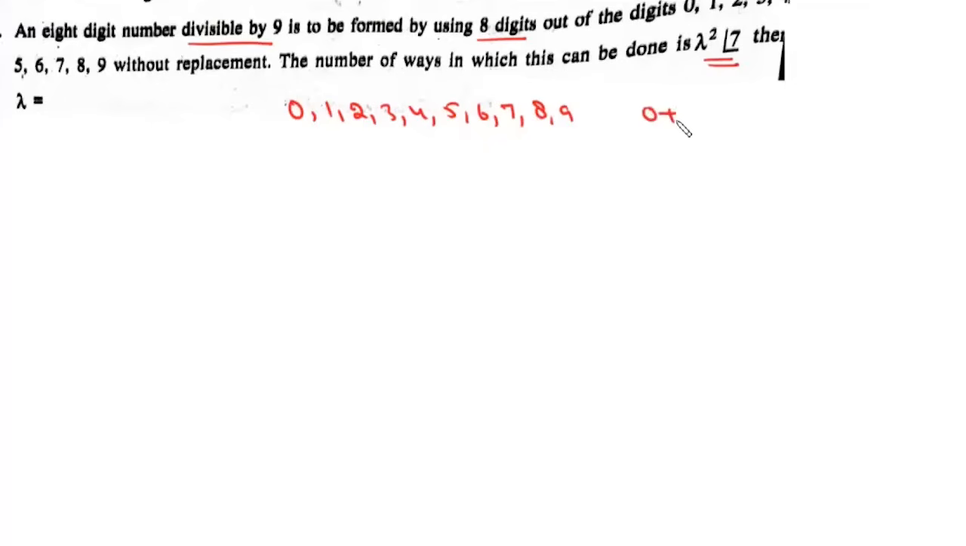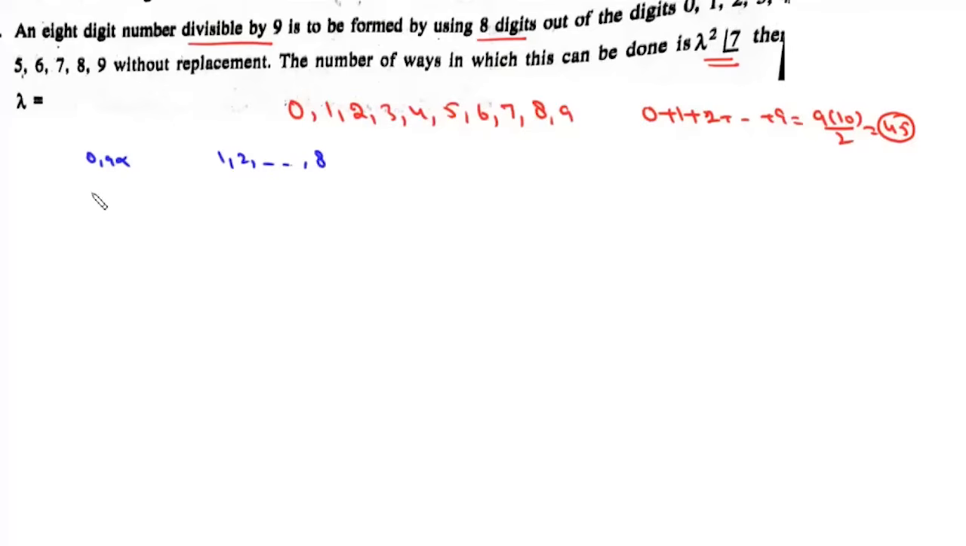Now if we look at the sum of all these digits, it will be n into n plus 1 by 2, which is 45, which is divisible by 9. Now these are 10 digits. We need to leave out 2 digits such that it is still divisible by 9. So we can leave out 0 and 9. Then we'll have 1, 2 up to 8.